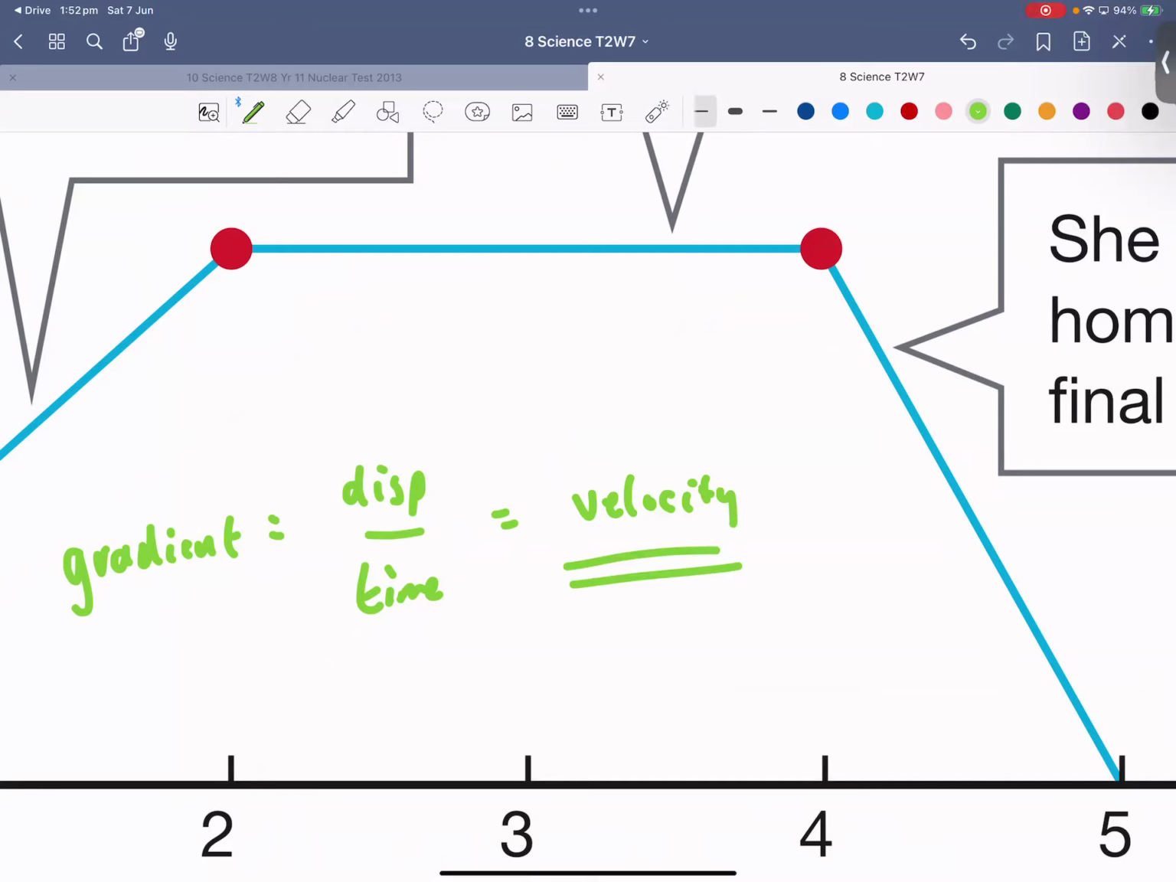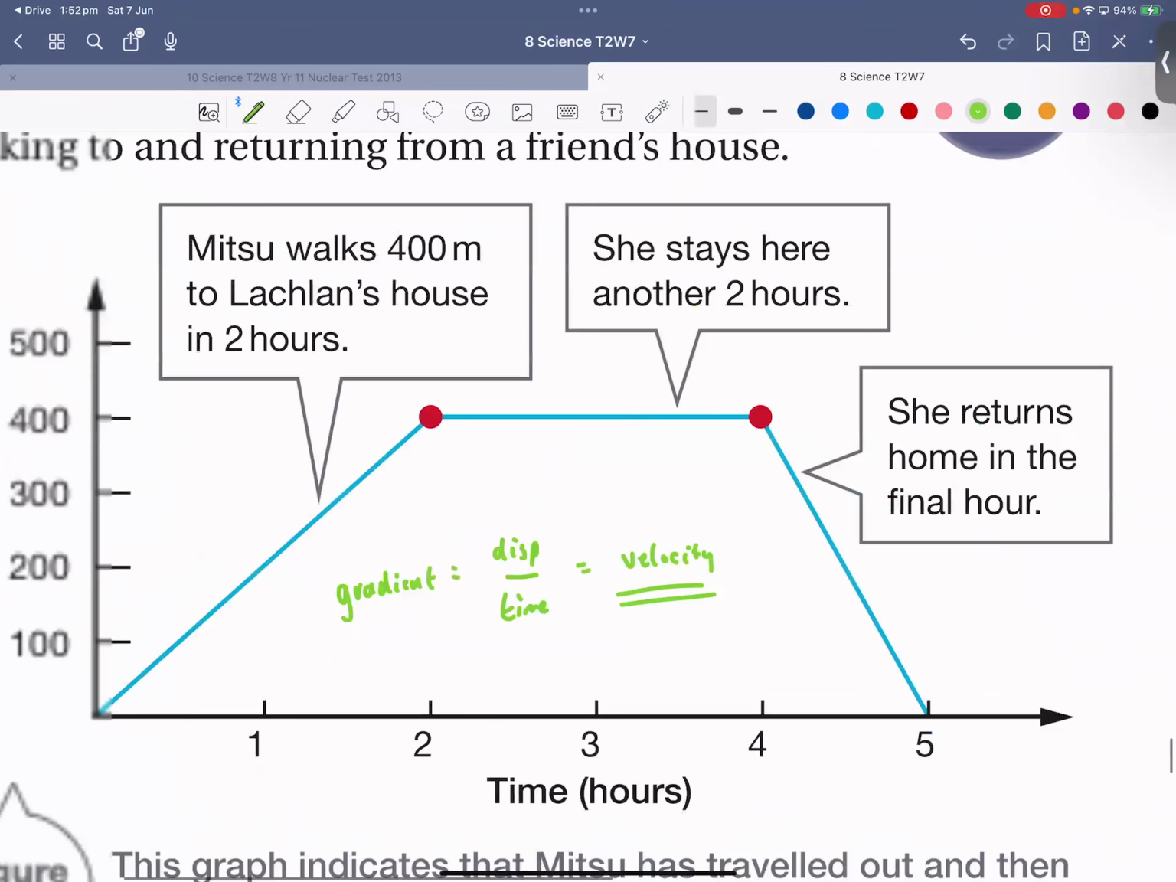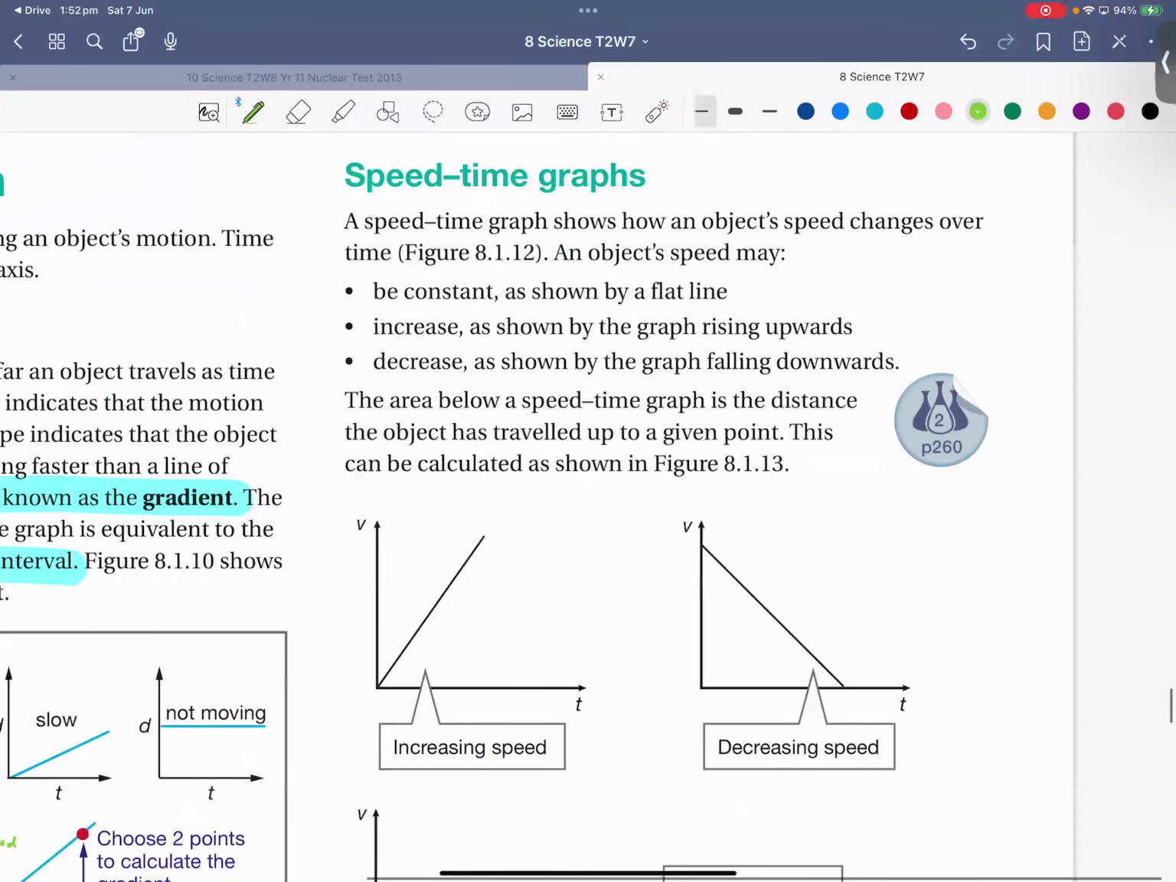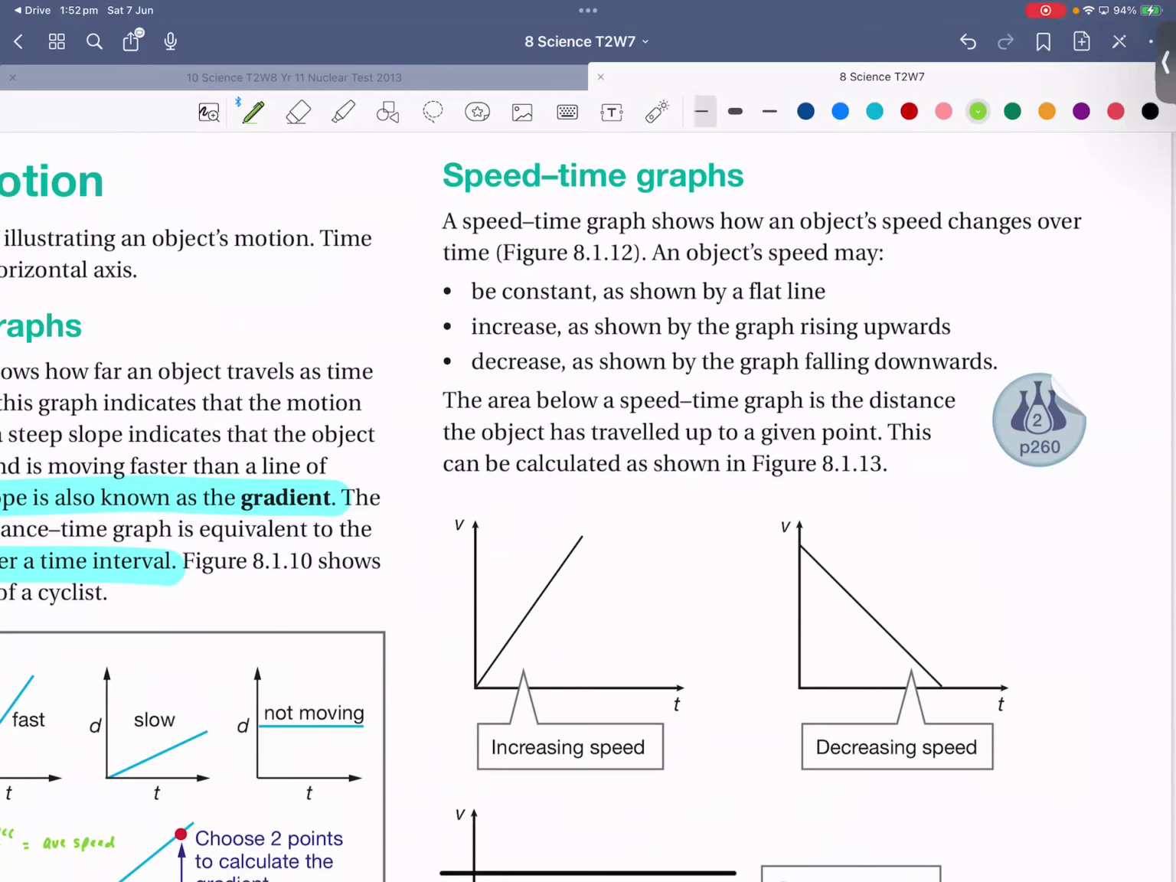Hence, the gradient of a displacement-time graph is your velocity. The most common graph you'll always get, however, is a graph of velocity-time or speed-time. Very, very common.